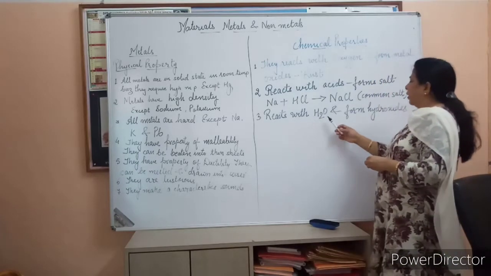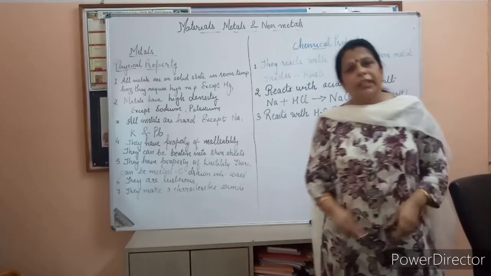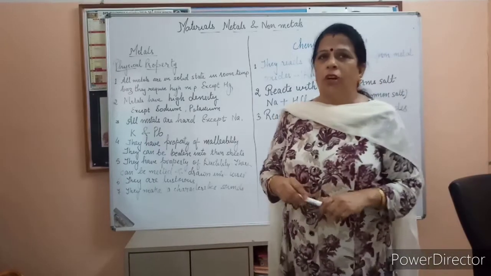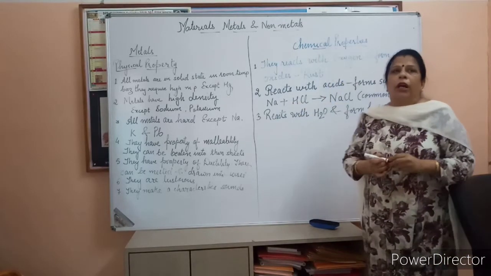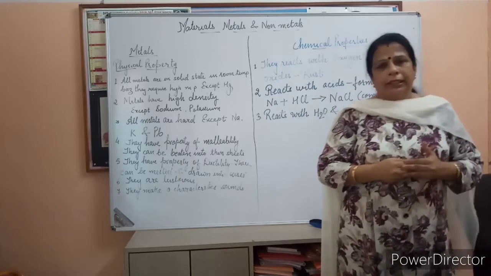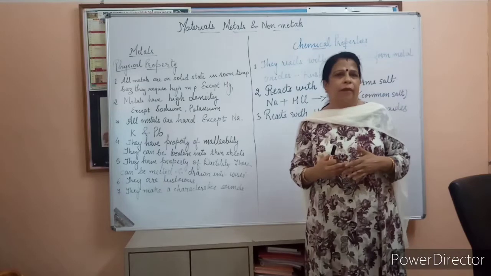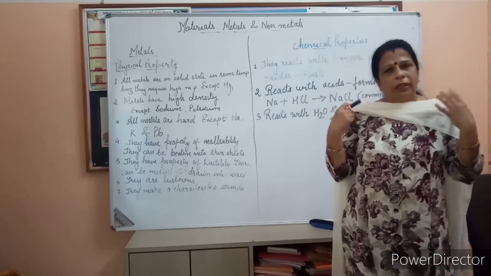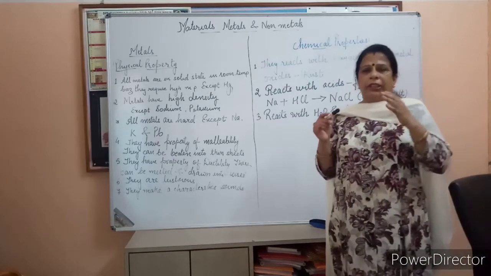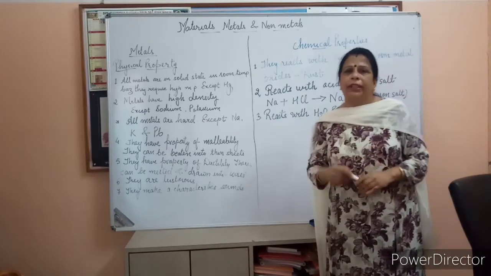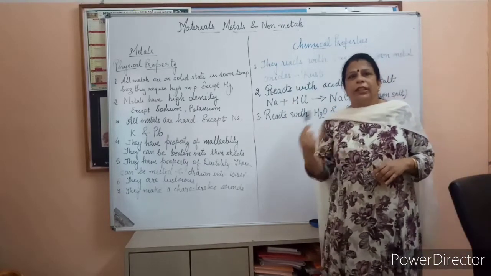Now, reaction with water, which forms hydroxide. Metals react with water and form the metallic hydroxide. Mostly the metals react with the water, but a few metals do not react. Suppose we take the example of gold. You people wear gold ornaments, and you might have seen that when you bought it, the same shininess is maintained for many days or many years. Why? Because it is less reactive.